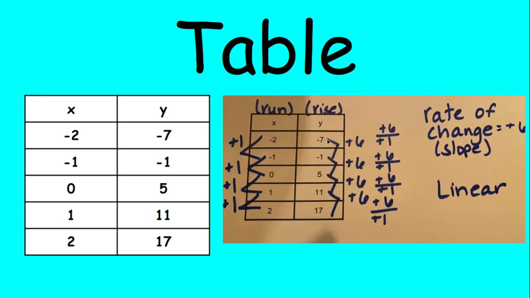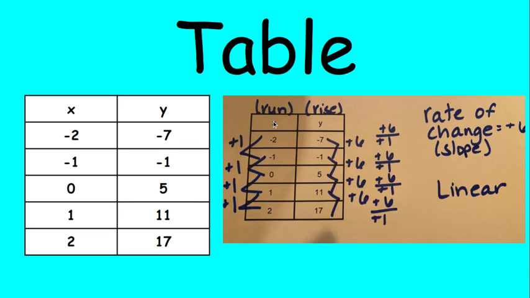So I can see that from -7 to -1. So I'm looking at the y column first. That's like my rise or the change in my y values. I can see that from -7 to -1, it increases by 6. From -1 to 5, it increases by 6. From 5 to 11, it increases by 6. And then from 11 to 17, it increases by 6.